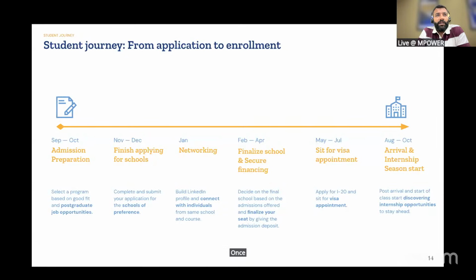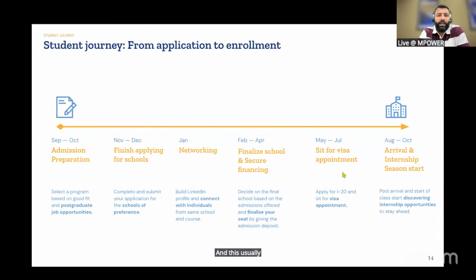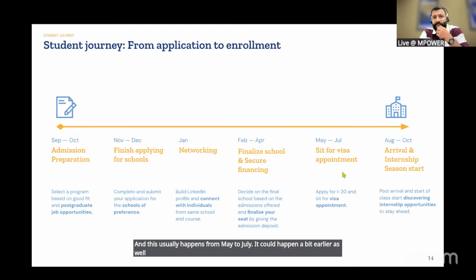Once you have loan approval, once you have all your finances sorted out, that is when you then need to sit for a visa appointment, book your visa slots, or fill in the study permit application from a Canada perspective. And this usually happens from May to July. It could happen a bit earlier for some students, but the majority of students would go through a visa in this time period.